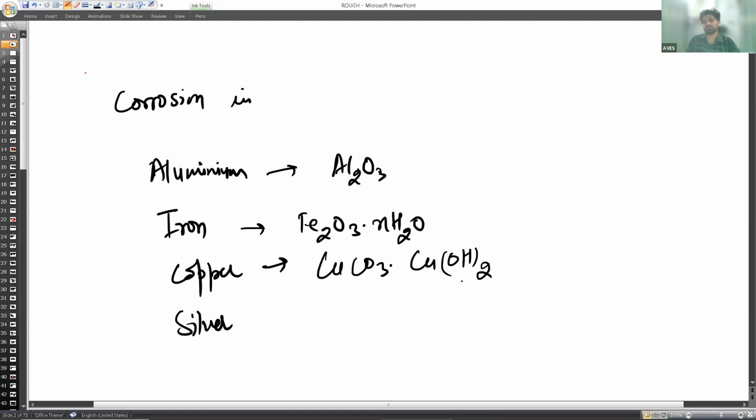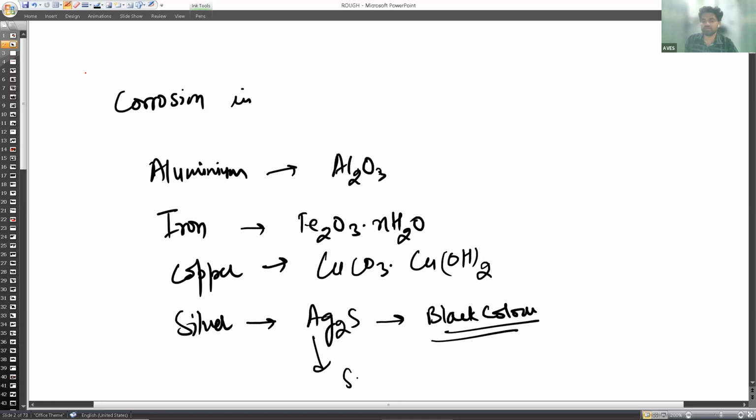Okay. Done. Ag. Name the layer. Only tell me the Ag layer. Ag2S. Its name is silver sulfide, but it is black in color.